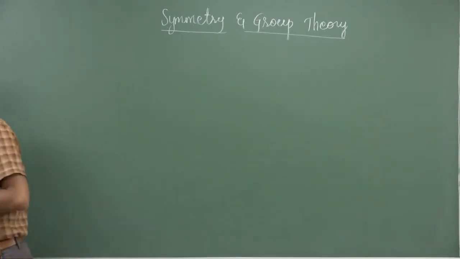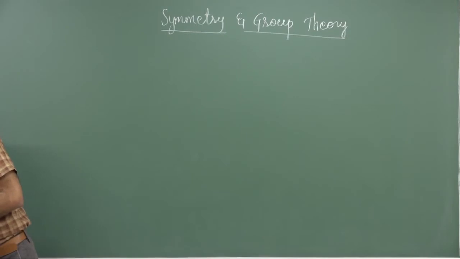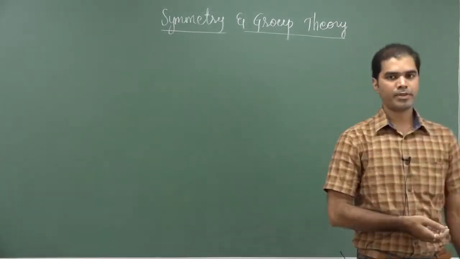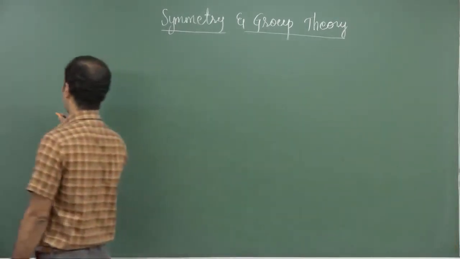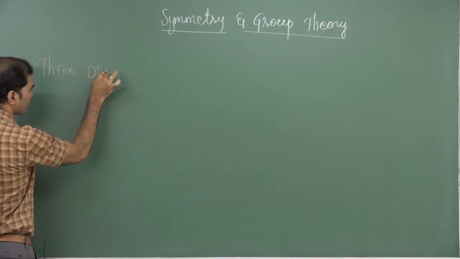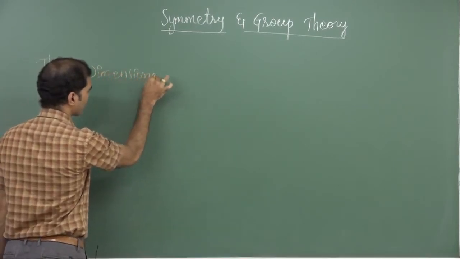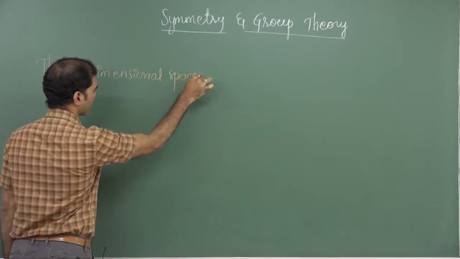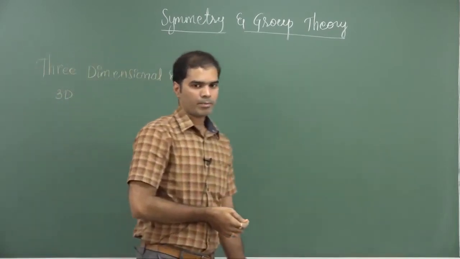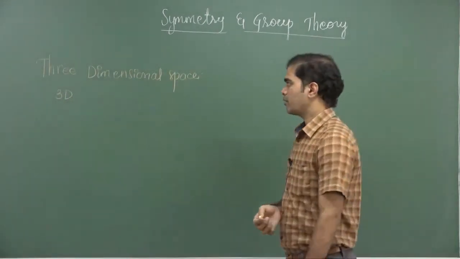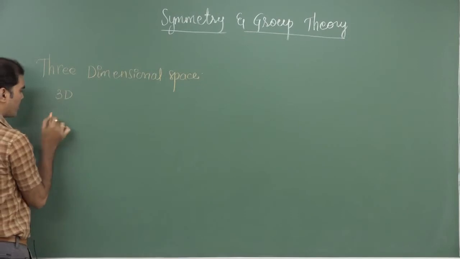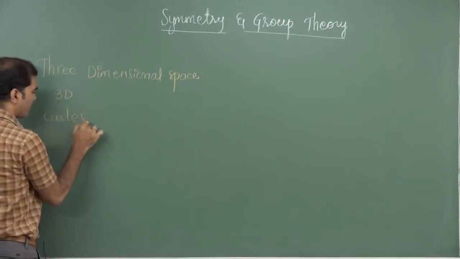Whatever space that we are present in, this space, all this space is defined by 3 dimensions. So we call it a 3-dimensional space. This is a 3-dimensional space. You simply call it 3D. And these 3 dimensions can be given in the form of coordinates. So we are defining these 3 dimensions in the form of coordinates. These we refer to as Cartesian coordinates.